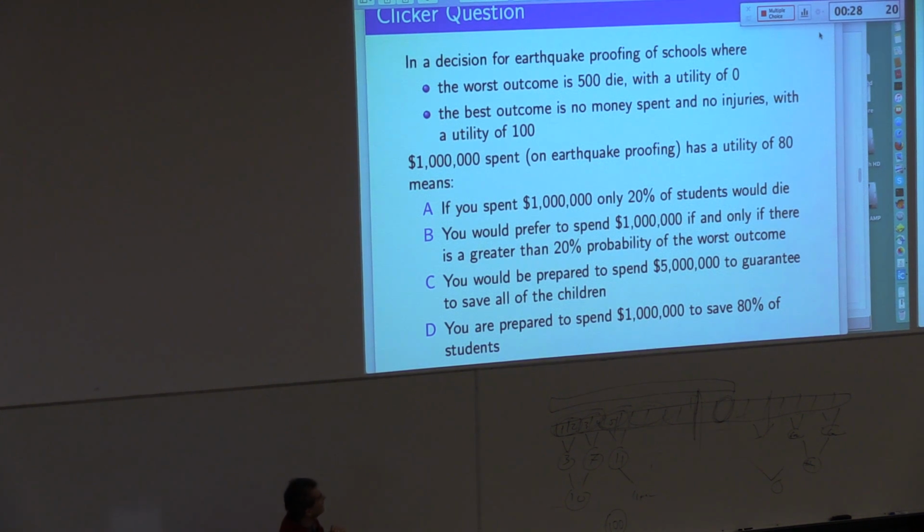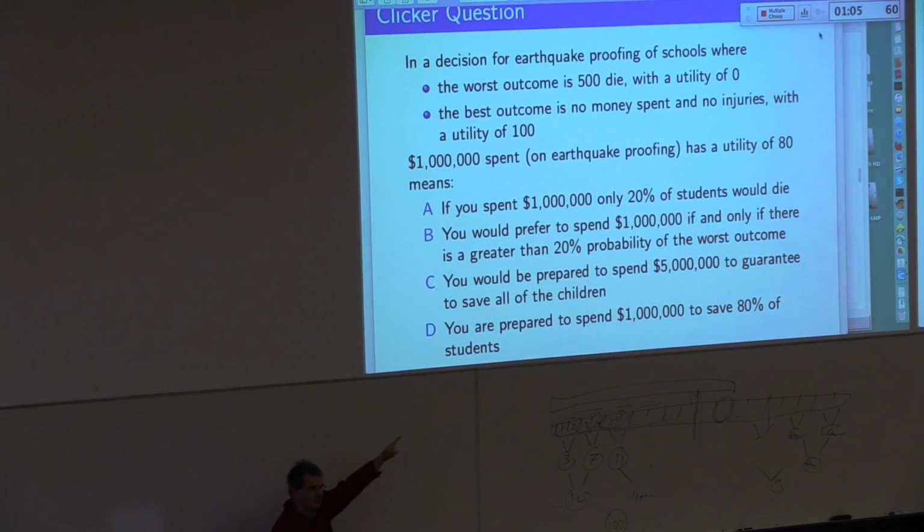So here's the question. This is actually a question about the meaning of utility. And we're assuming essentially there are only three choices. You either do nothing or you can spend $1 million, right, to fix up a building. So the worst outcome is the building falls down and everyone dies with it, which has a utility of 0. The best outcome is you don't spend any money and you have no injuries. And I want to spend $1 million on earthquake proofing, and it has a utility of 80. And I want to know what that utility of 80 means.